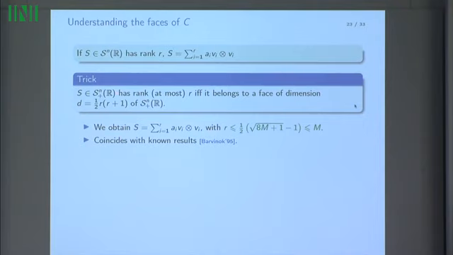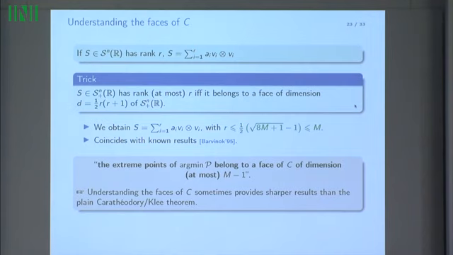You can just start the proof of the result and plug in this information, which is: when S has rank R, it belongs to a face of dimension D which scales like this, okay? So you just plug this information in the proof and you will end with a description which will be like this, and not suboptimal like our result. And actually it coincides with the known results due to Barvinok as far as we found. Okay, so this is really the take-home message here.